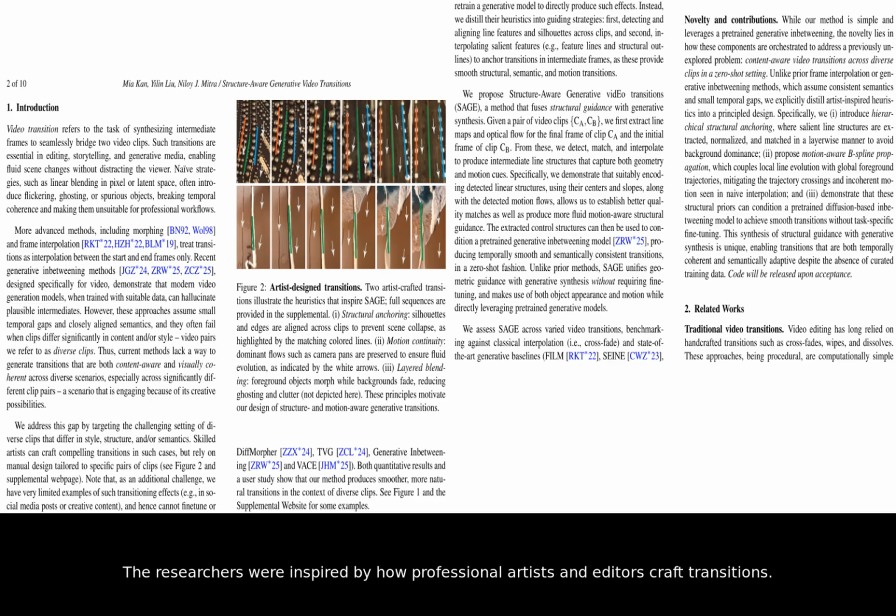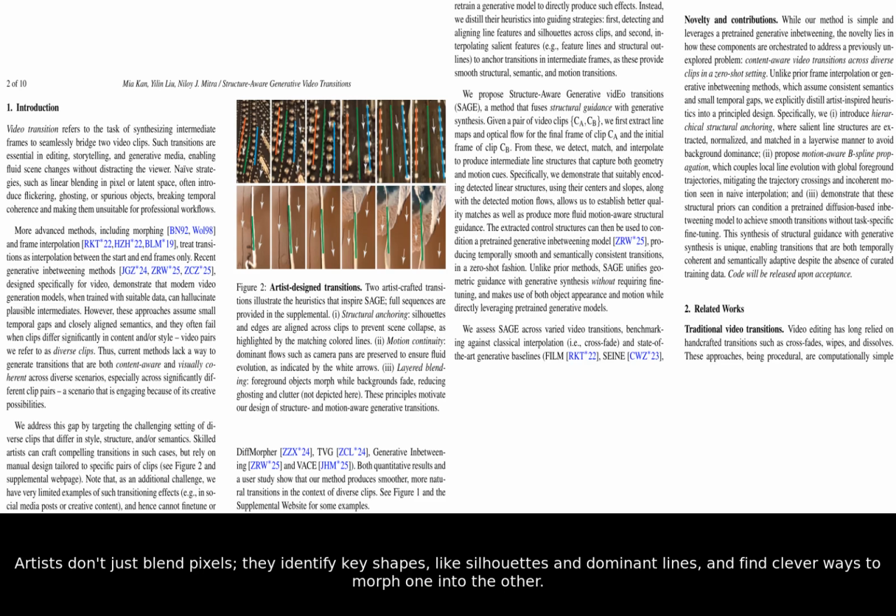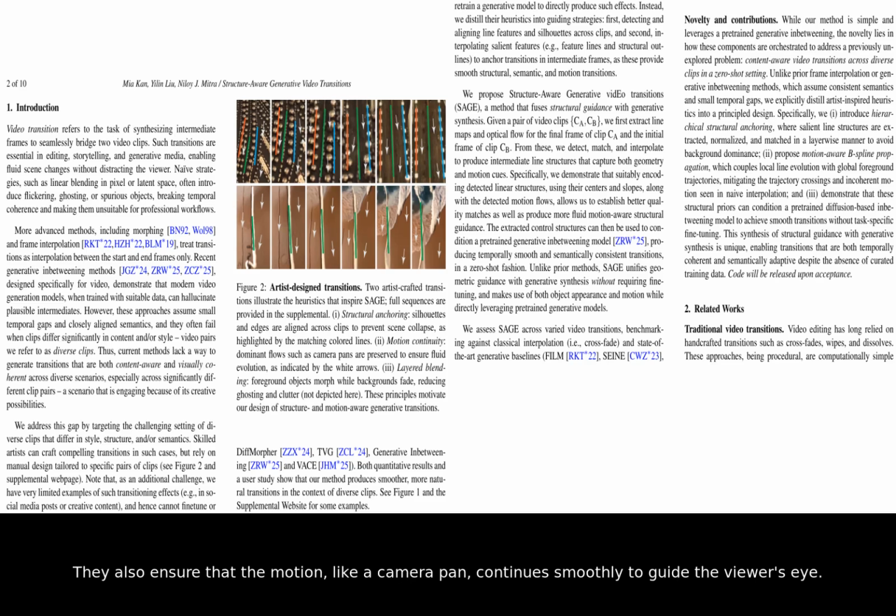The researchers were inspired by how professional artists and editors craft transitions. Artists don't just blend pixels, they identify key shapes, like silhouettes and dominant lines, and find clever ways to morph one into the other. They also ensure that the motion, like a camera pan, continues smoothly to guide the viewer's eye. SAGE tries to automate these artistic principles.